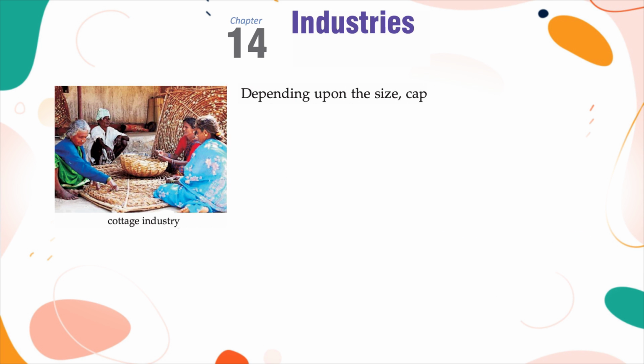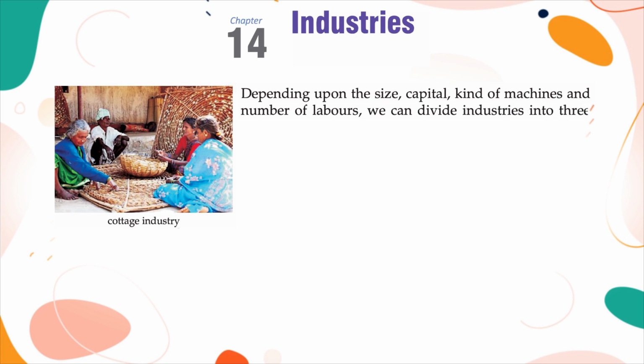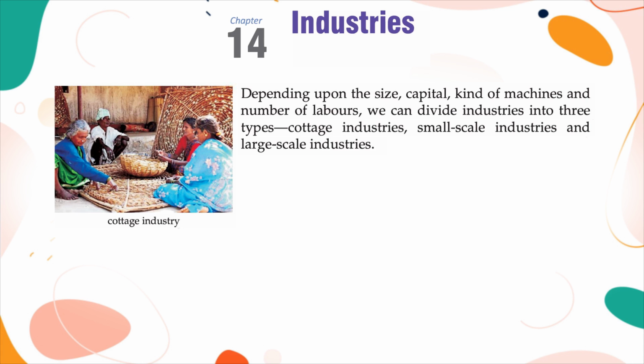Depending upon the size, capital, kind of machines and number of laborers, we can divide industries into three types: cottage industries, small-scale industries, and large-scale industries.